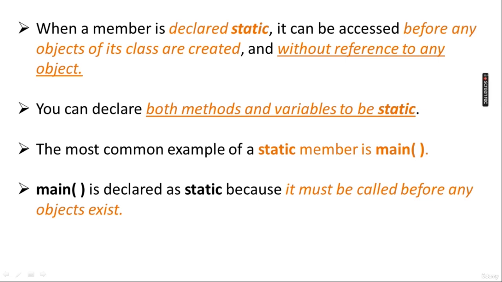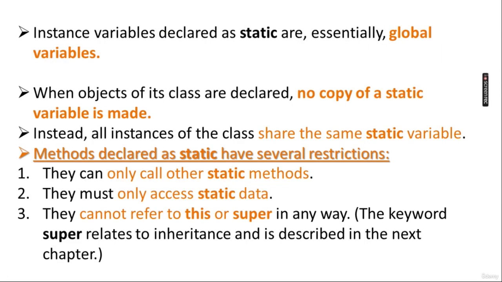The most common example of a static member is main. Main is declared as static because it must be called before any object exists. Why do we declare it as public static void main? First of all, it is public because, as we have seen, the Java runtime system has to call it from outside, so it is public. Why is it static? Because it must be called before any object exists, without the use of any object. You should be entering the program somewhere without creating any object. For that purpose, main is declared as static.